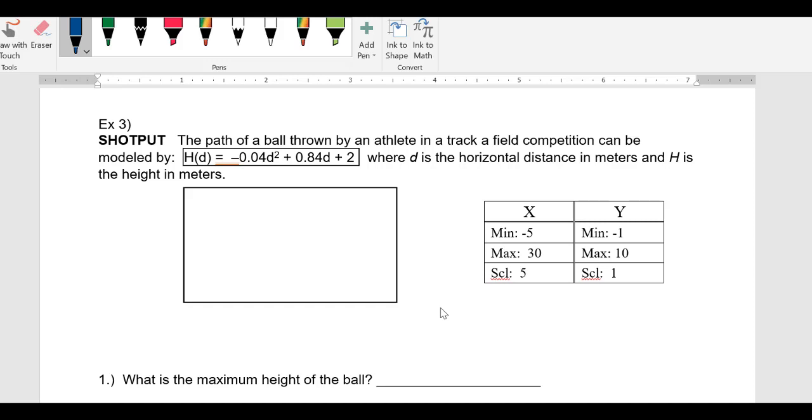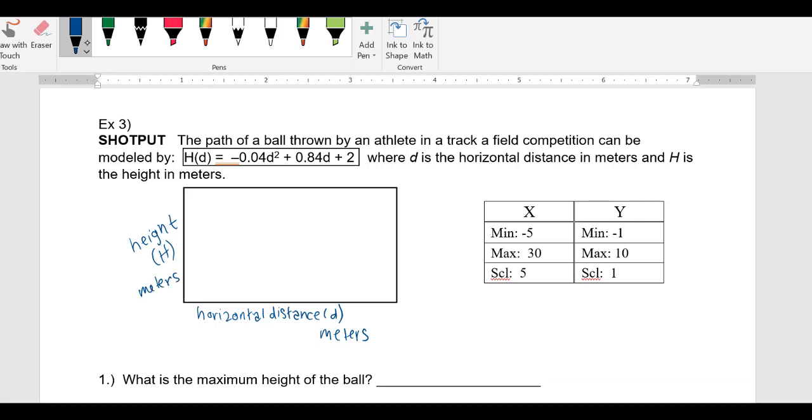So we're going to start to visualize this. We know that our x-axis is really going to be our horizontal distance, D, and our y-axis is going to be the height, or that big H, right? Our input goes on the x-axis, our output goes on the y. The horizontal distance is written in what? Meters. Just something to think about, and height is also in meters.